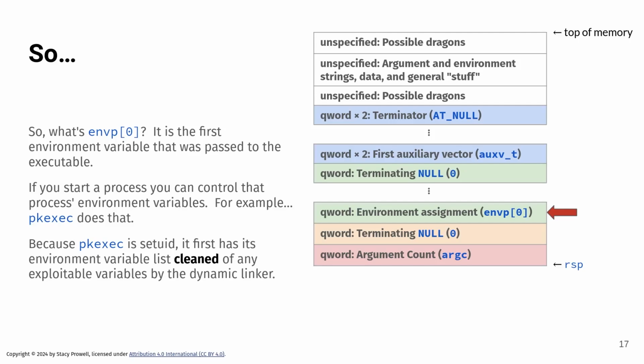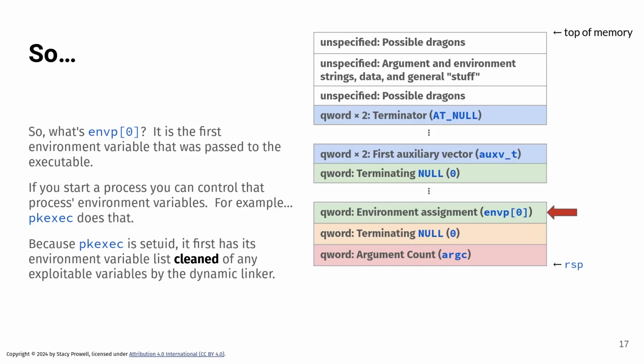Now, pkexec is a setuid program, and because of that, it will have its environment variable list cleaned of any exploitable variables by the dynamic linker. I don't want to get into too much technical detail, but when you start a program under Linux, you use a program loader, in this case the dynamic linker. It's responsible for starting your process running, loading in the dynamic link libraries, resolving all that stuff. It does quite a few things, including relocating your program to a random memory location if address space layout randomization is on. You don't care about any of that.